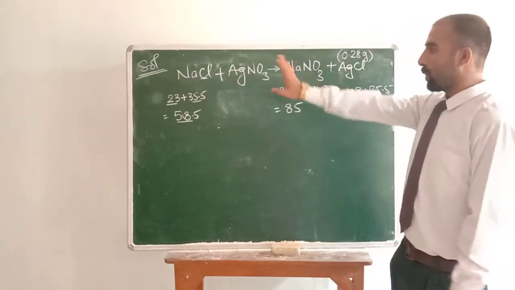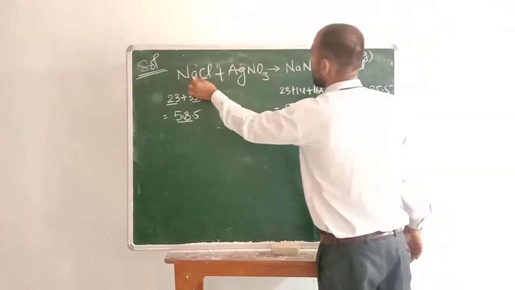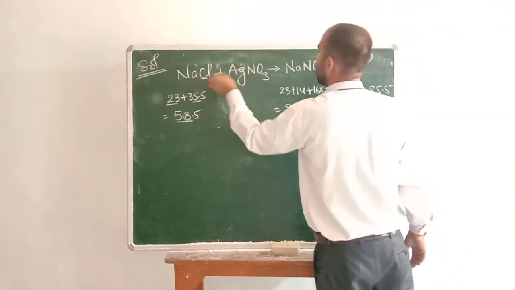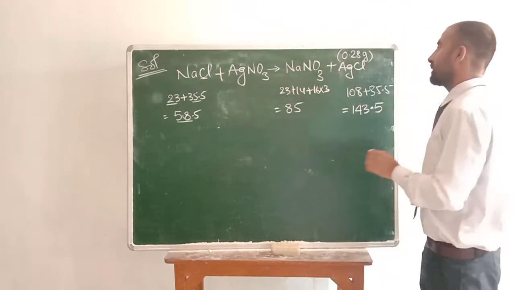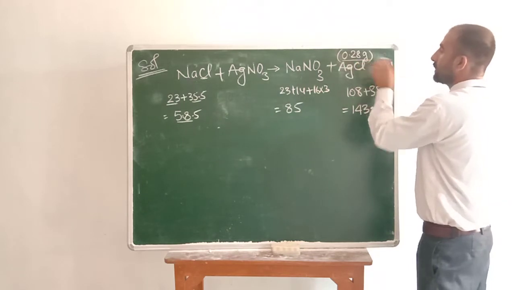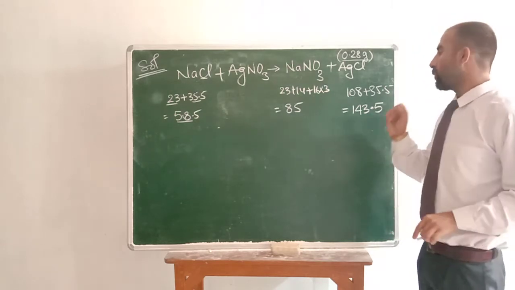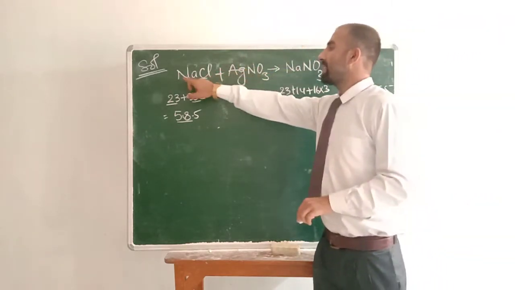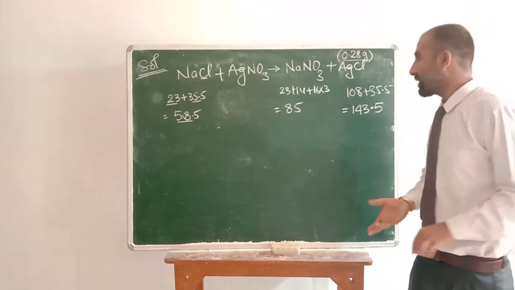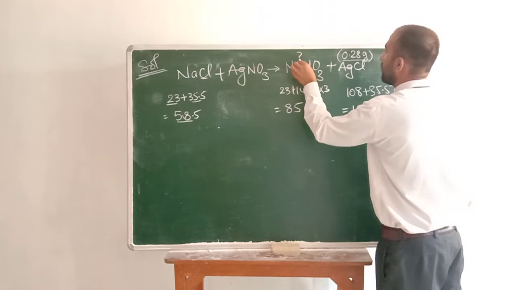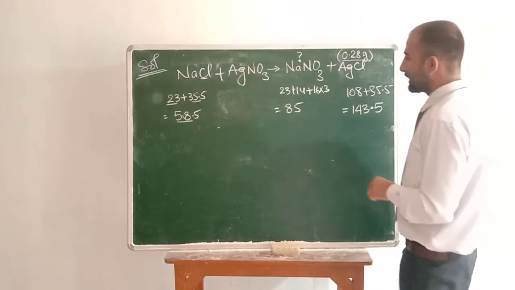Okay, the second part of the question. Sodium chloride and silver nitrate reacted to form sodium nitrate and silver chloride, isn't it? We are given 0.28 gram of silver chloride and we got that 0.114 gram of sodium chloride is required to form it. Now the next question is, how much sodium nitrate is formed? That is the second part.